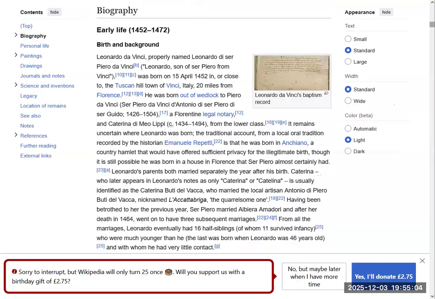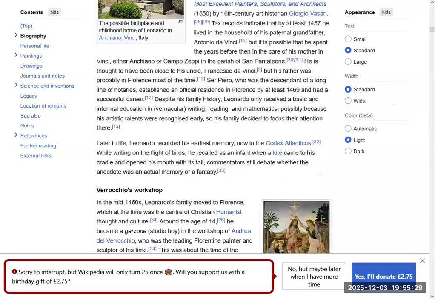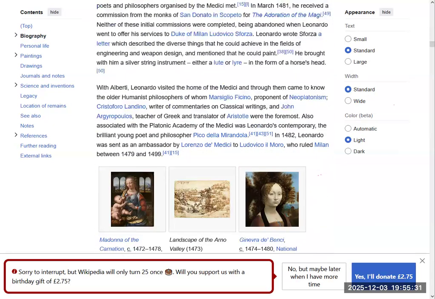When you say where he was from, it sounds a little strange, because where he's from is in his name. When it says Leonardo da Vinci, the Vinci part is where he's from. That's a town somewhere in Italy. The da means of. So Leonardo of Vinci.